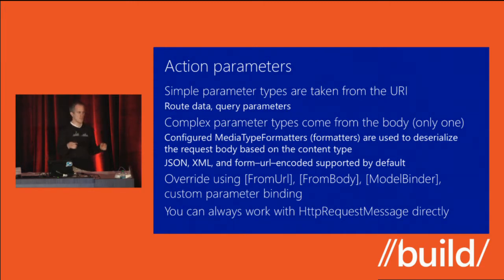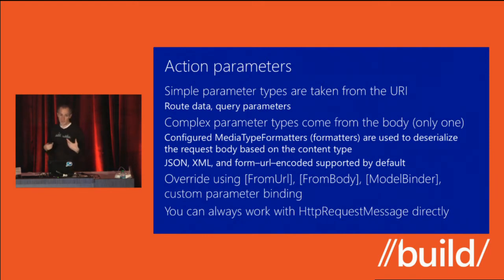Now, what if you have some value, though, that you need to change that convention? Like you have a string that's coming in the body. You can use the from URL or from body attributes to change that default. Like if you have a complex type, like a location, it has an X and a Y, and you want the X and the Y to come in the query parameters, you can do that. You just need to tell us that this complex value is actually going to come from the URI. So apply the from URI attribute.